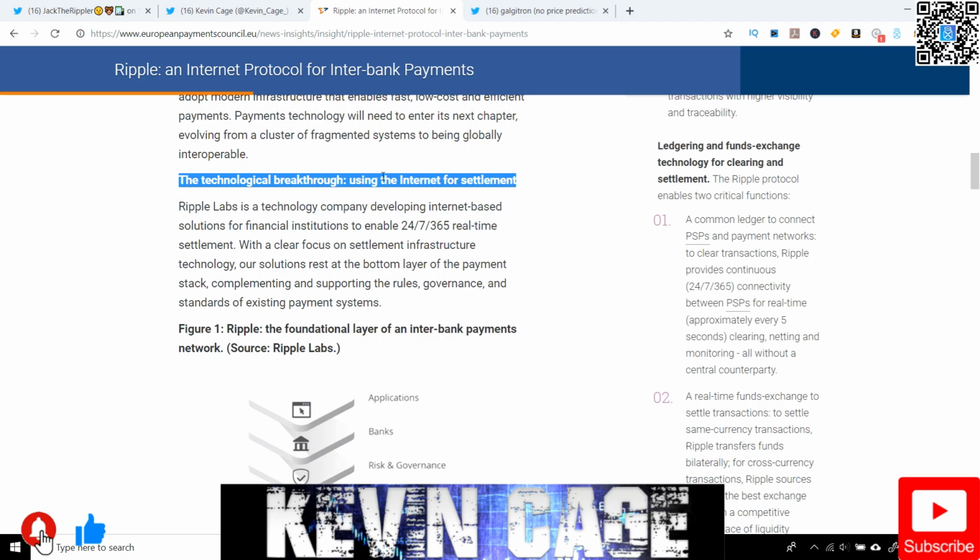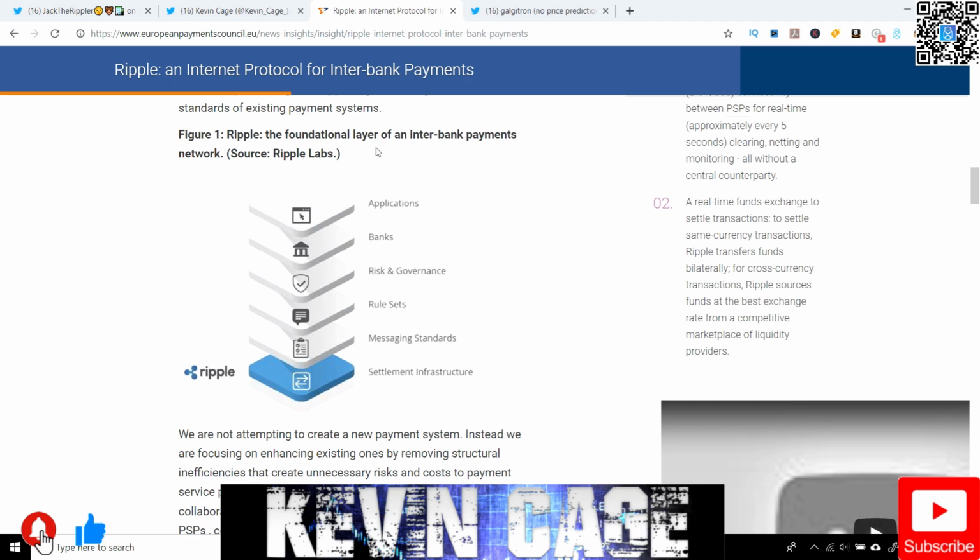So the technological breakthrough using the internet for settlement. And there's some good graphics right here. So Ripple Labs is a technology company developing internet-based solutions for FIs, financial institutions, to enable 24/7, 365 real-time settlements. With a clear focus on settlement infrastructure technology, our solutions rest at the bottom layer of the payment stack, complementing and supporting the rules, governance, and standards of existing payment systems. We're not trying to replace it. We are trying to be the strong foundation to help propel this ecosystem forward.